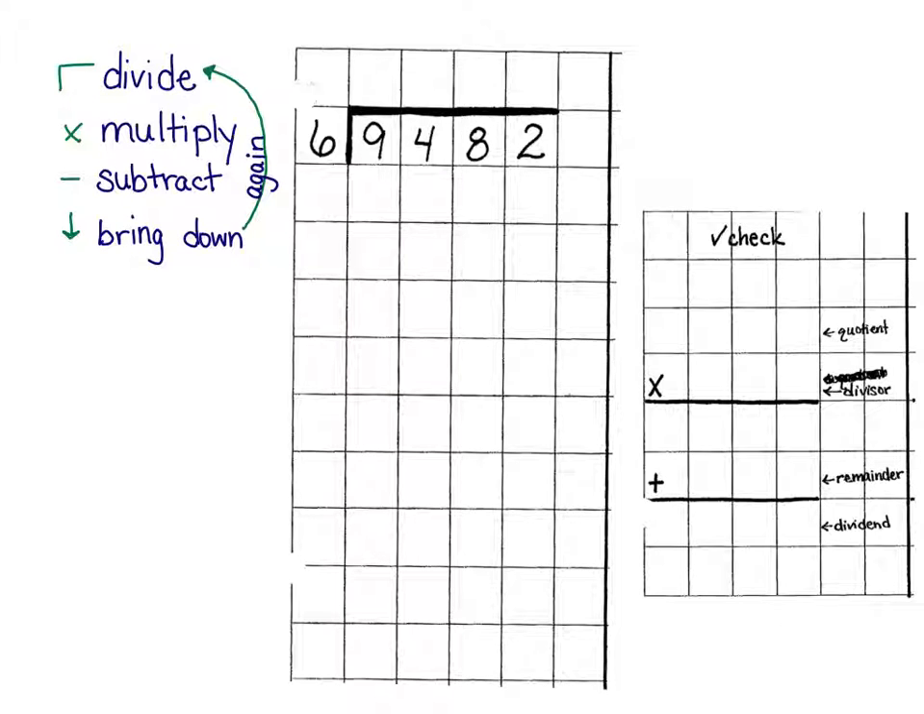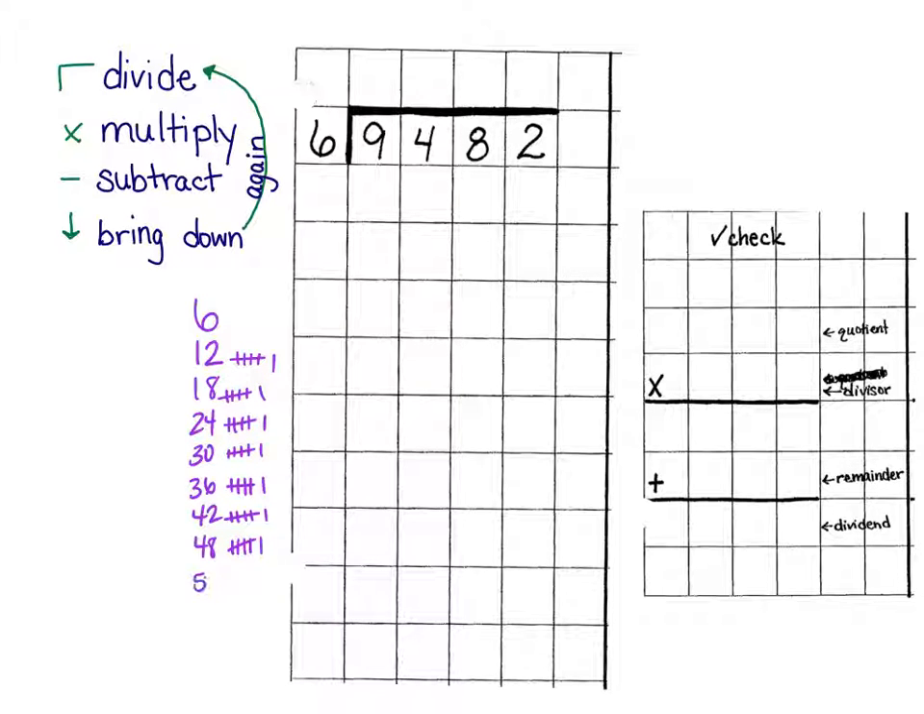So we have 6, 12, 18, 24, 30, 36, 42, 48, 54, 60.